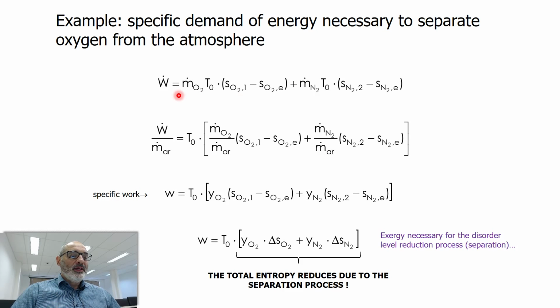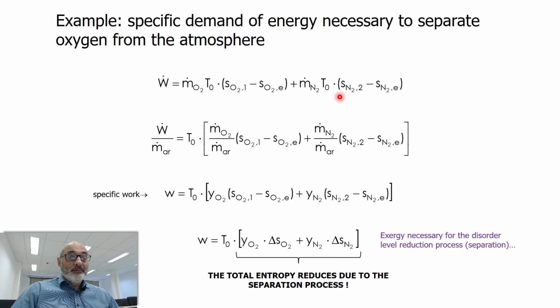Okay, so mass flow rate of oxygen times its exergy variation, which we calculate simply by this term here, T0, environment temperature, multiplying SO2 at exit 1 minus SO2 at the entrance of the separation process, okay? And the same thing for nitrogen.